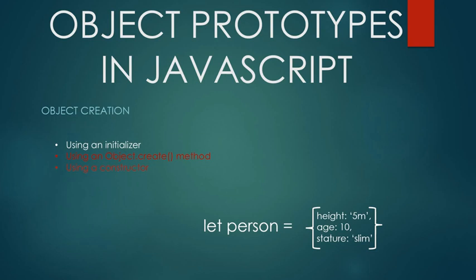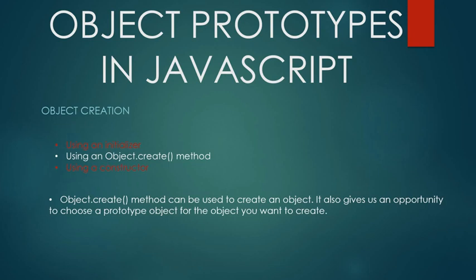Other methods are also good. They have their peculiar use cases. All right, so next we're looking at the Object.create method. This gives us an opportunity to assign a prototype. That's the peculiar characteristic that makes it special: we can also declare and choose a prototype object for the object that we want to create.